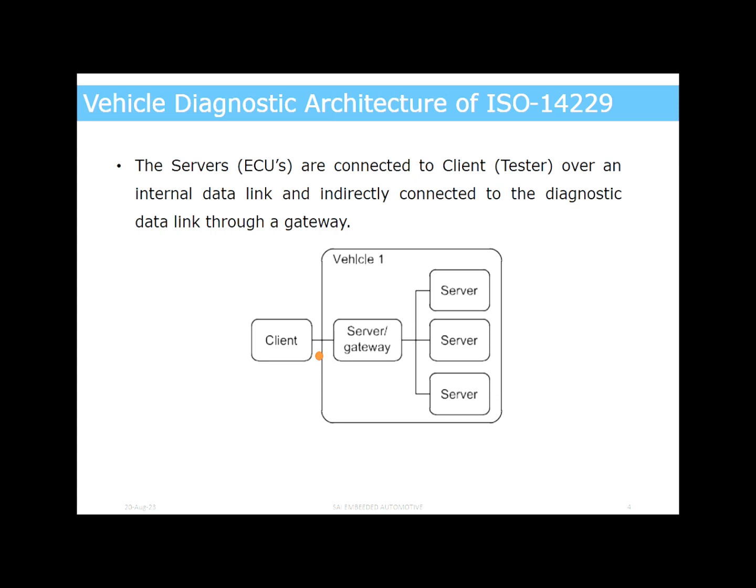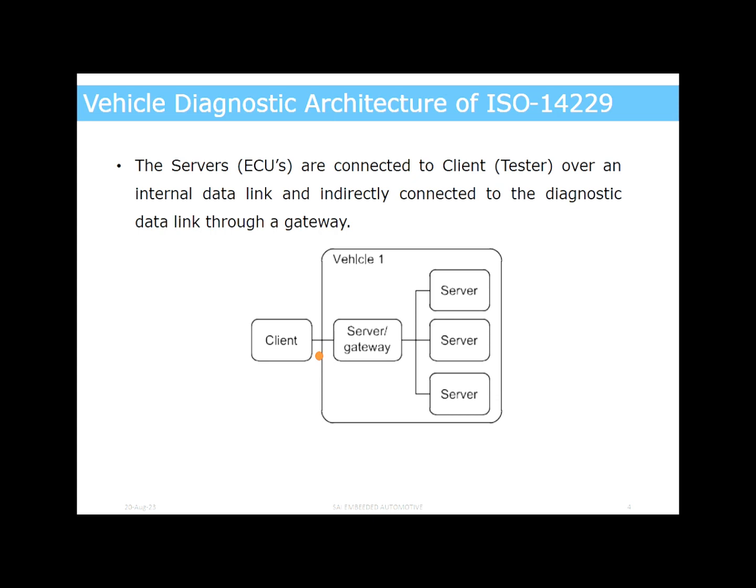So let's begin with a brief example about 14229-1. It has been established in order to define the common requirements for the diagnostic system, whatever the serial data link is, like ISO CAN TP. As you know, with CAN TP, if it is more than 8 bytes, we can send more than 8 bytes, like 64 bytes of data or 4095 bytes of data.